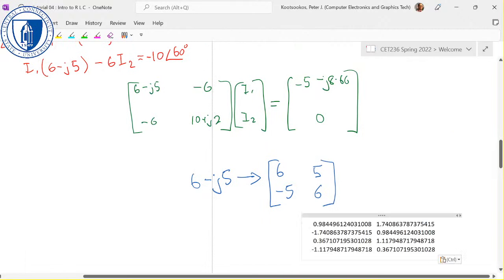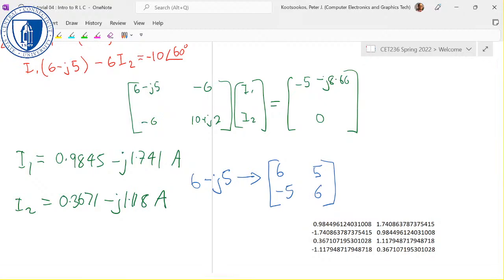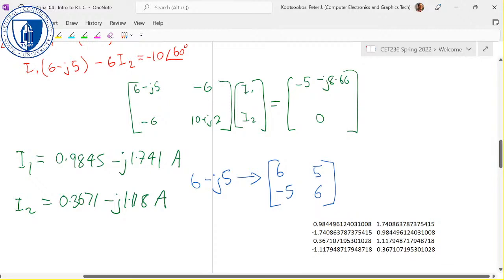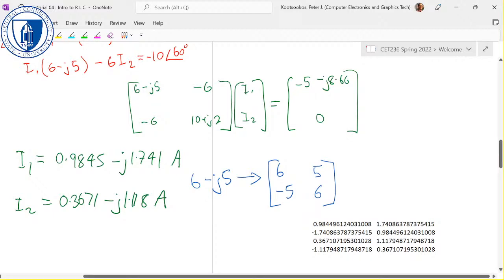Let's see if we can put them over here, maybe. There we go. So that's what the, so I1 is equal to 0.9845 minus J1.741 amps. I2 equals 0.3671 minus J1.118, also amps. Everybody okay with that? Maybe. Go back to the MATLAB.